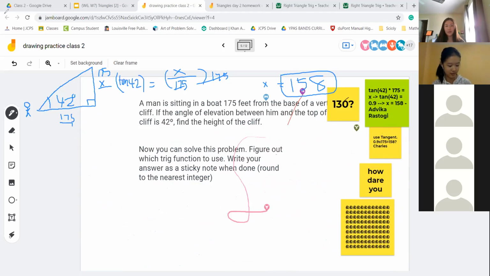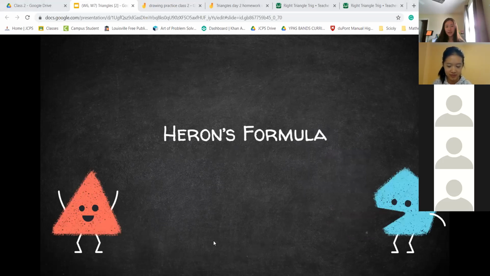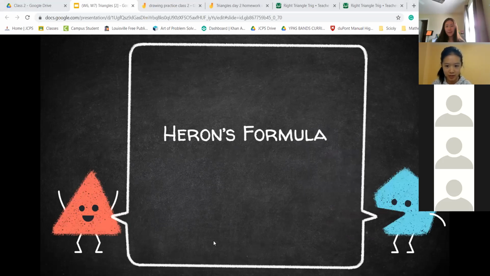Okay, so now we're just going to go back to our slideshow, learn one last thing, and that's it for this class. So I'm going to skip a little bit to the slide here. Heron's formula.